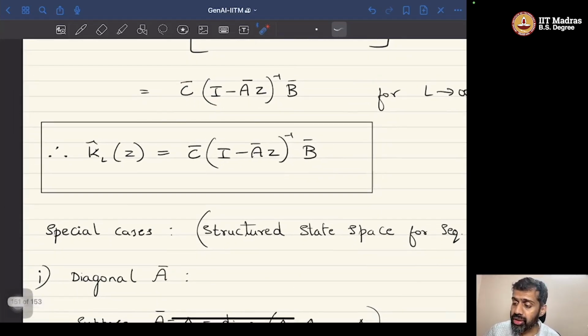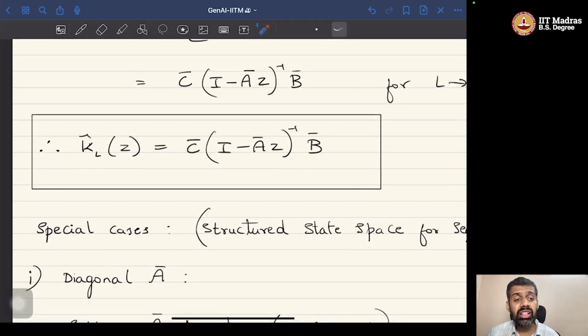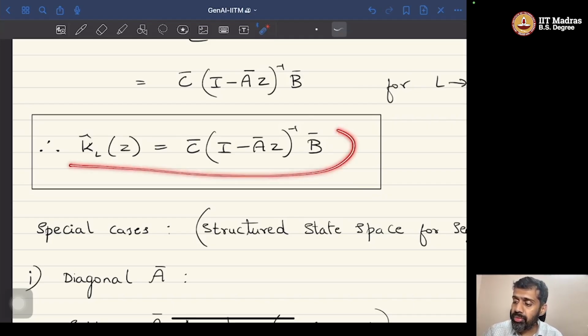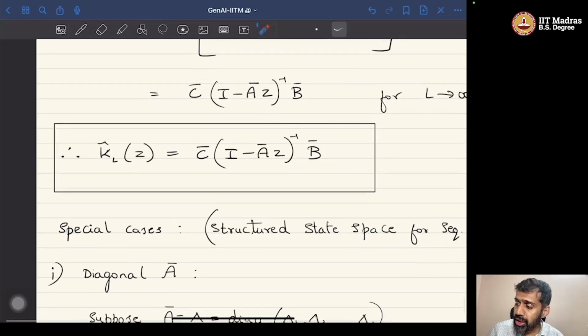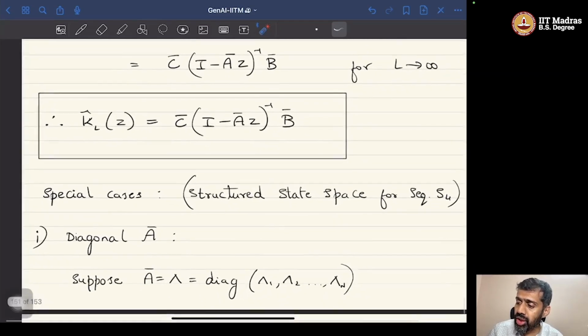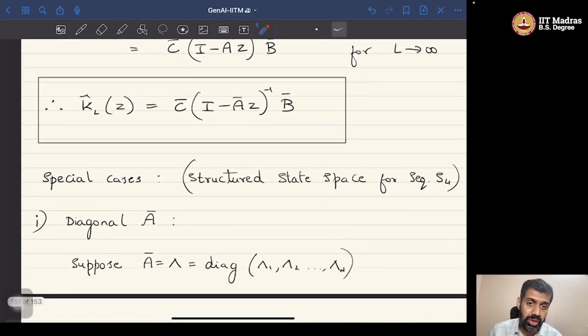Therefore, the final expression for the generating function, or the Z transform, of the kernel is this particular thing, which is C bar times (I minus A bar Z) inverse times B bar. So, what is to be computed is this particular expression. Okay. Now, this expression also is not trivial to compute.